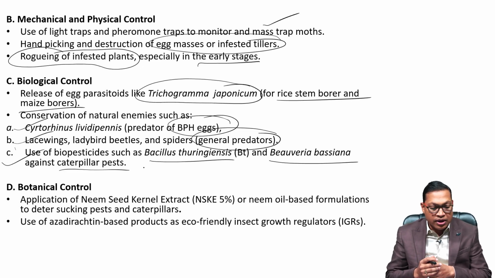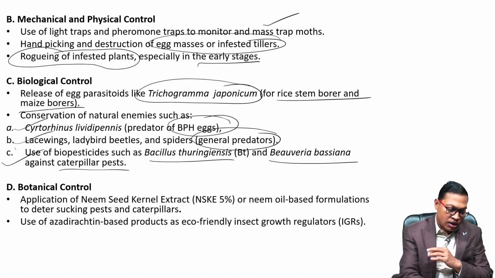So, these are our natural enemies which are feeding on the insects and minimizing their population. So, we have to increase their numbers and we have to release them at different time intervals into our field.